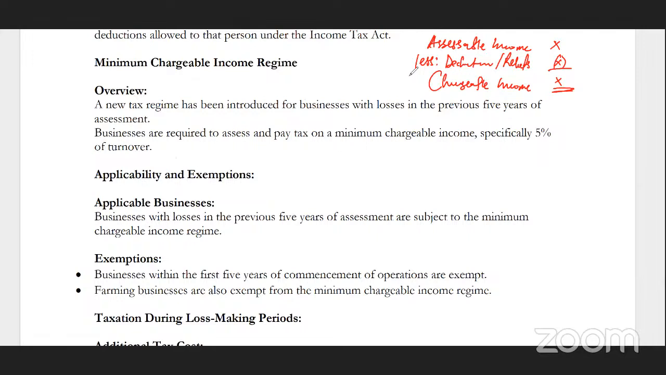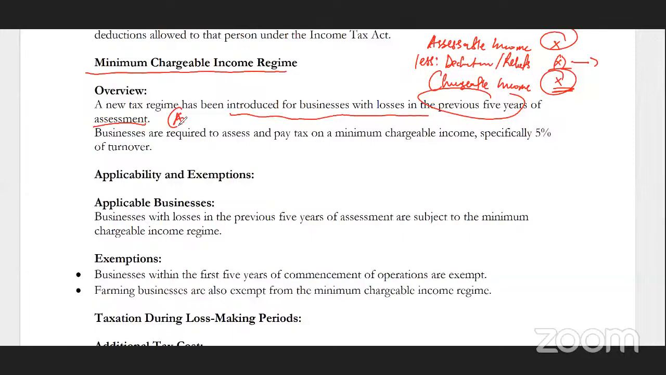So we are saying that when it comes to your chargeable income, you have your assessable income less deductions or reliefs if it's individuals to get your chargeable income. Now, there's something we call the minimum chargeable income, which was introduced recently. It's a new tax regime which has been introduced for businesses with losses in the previous 5 years of assessment, okay? So if you establish your business and you kept making losses, now people, this is actually an anti-avoidance provision. Though it's a new regime, it's an anti-avoidance provision to stop people from doing tax avoidance. Why is there an anti-avoidance provision?